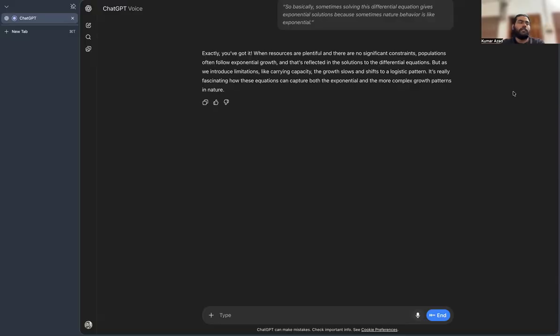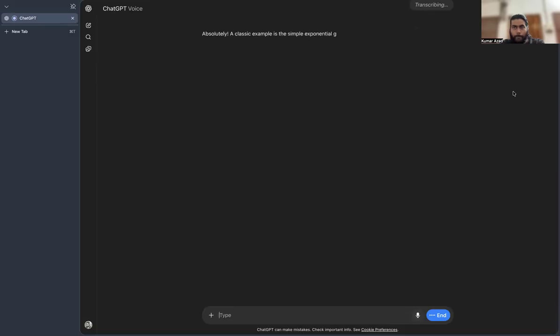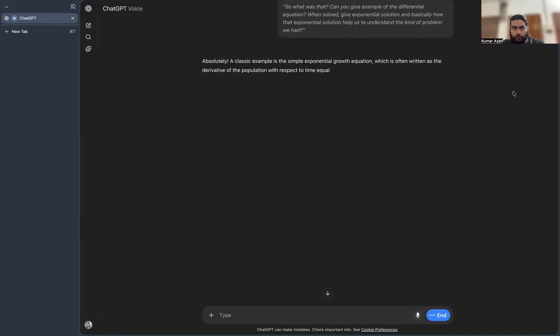Can you give an example of a differential equation that, when solved, gives an exponential solution, and basically how that exponential solution helps us to understand the kind of problem we have? Absolutely. A classic example is the simple exponential growth equation, which is often written as the derivative of the population with respect to time equals the growth rate times the population. When we solve this, we get an exponential solution, meaning the population grows at a constant rate over time.